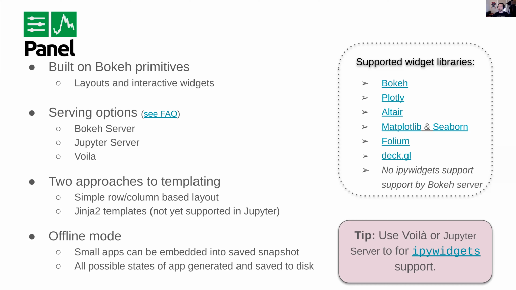That obviously only works, I mean, it may not be obvious, but if you think about it for a bit, the problem is as soon as you have 10 different dropdowns or what have you, you have to have all the different permutations. So the permutations start exploding, and that'll only work for small apps. Otherwise your HTML file will be massive, and it won't be so great. Supported widget libraries, possibly one of the most flexible here: we can have Bokeh, Plotly, Altair, Matplotlib, Seaborn, Folium, deck.gl. And as I said before, if you do need to use IPy widgets, you have to use the Voila server.